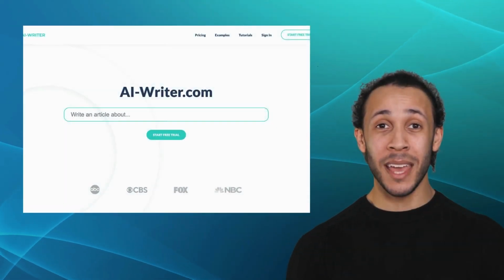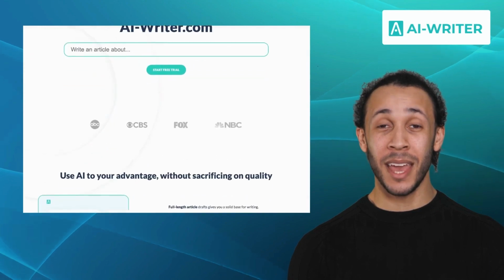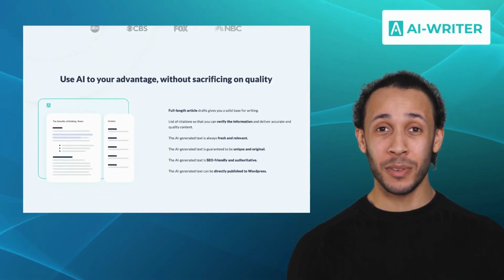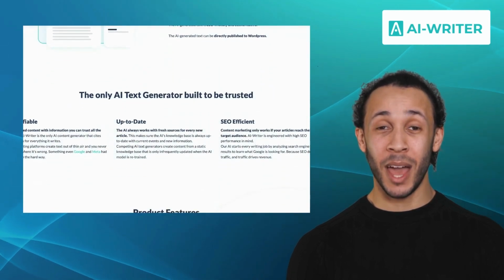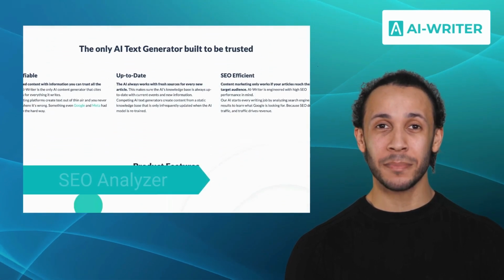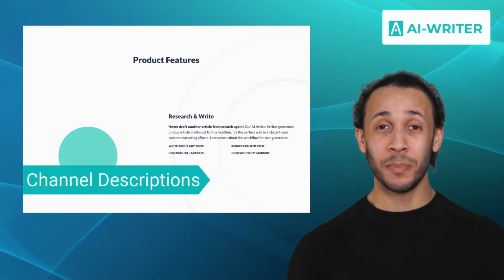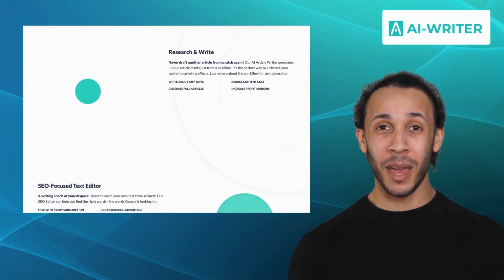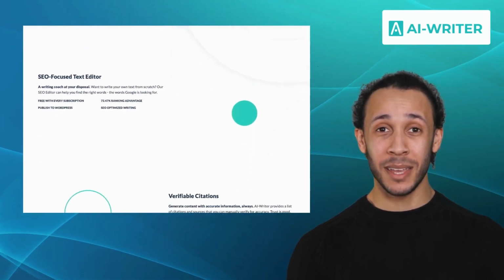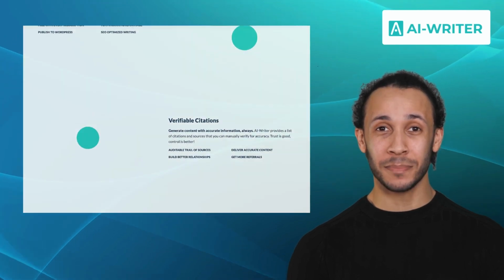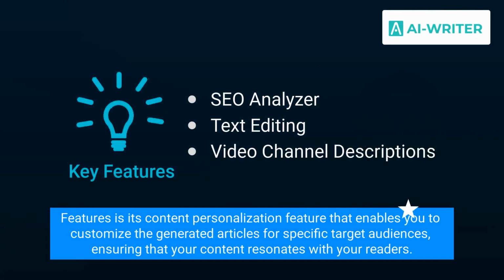Last but not least, we have AI Writer. AI Writer is an AI writing tool that aims to simplify the content creation process and offers various writing modes to cater to different needs. It offers features like SEO Analyzer, text editing, and video channel descriptions. Whether you need a blog post, a product review, or a social media update, AI Writer simplifies the content creation process. However, one of its standout features is its content personalization feature that enables you to customize the generated articles for specific target audiences, ensuring that your content resonates with your readers.